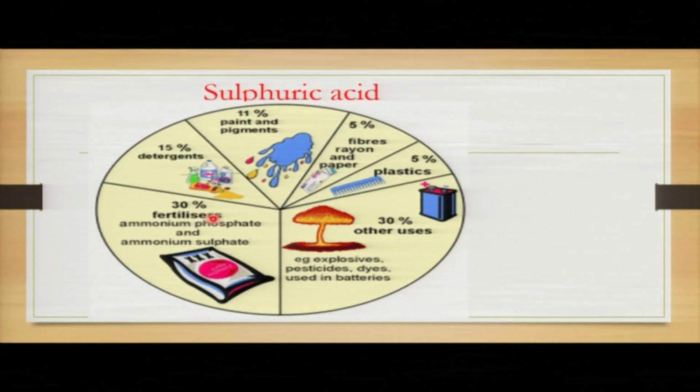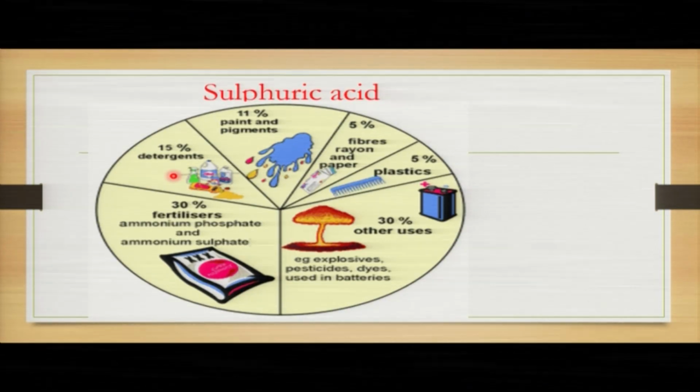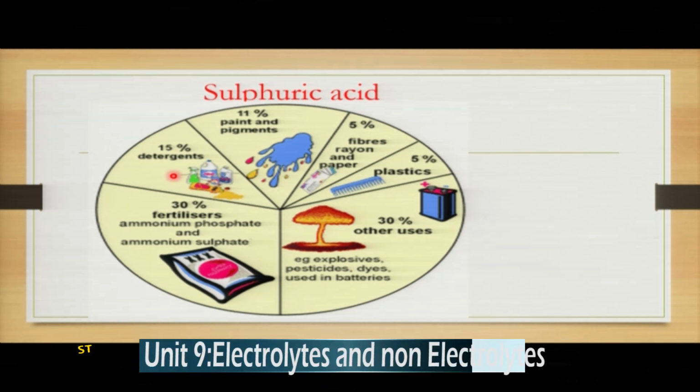30% goes to making fertilizers. So that is ammonium phosphate, ammonium sulfates. The 30% of the sulfuric acid goes into the manufacture of fertilizers. 15% goes to the manufacture of detergents, like Omo and others. These are substances that we use for cleaning purposes, and they are also used as disinfectants.